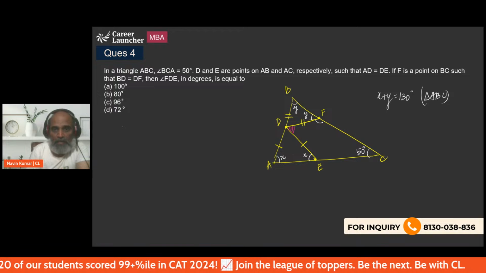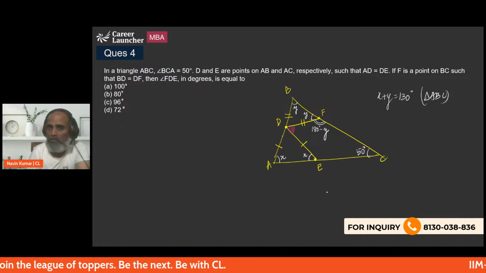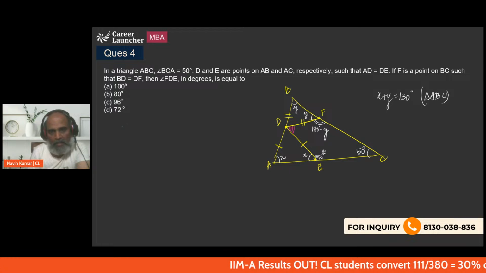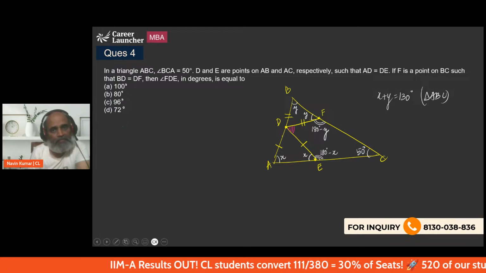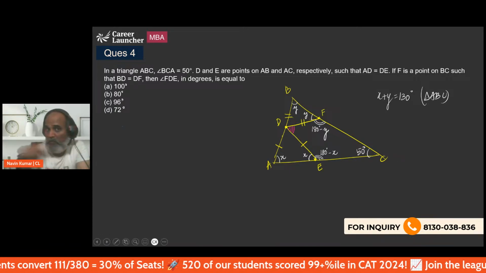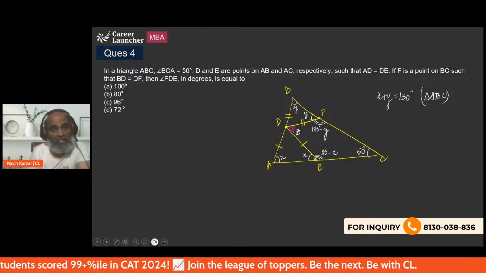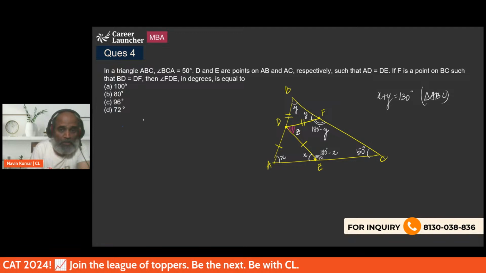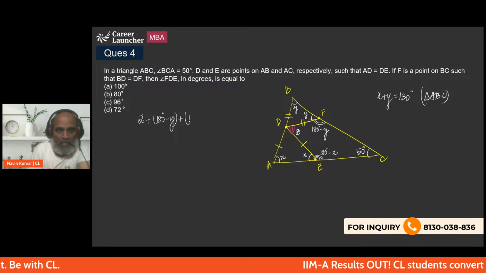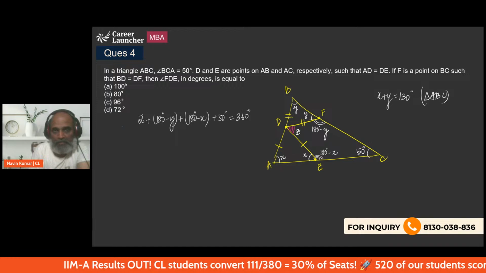Right? If that is y, how much will this angle be equal to? 180 degrees minus y. Sum is 180. What angle will this be? 180 degrees minus x. Now, if you look at the figure, which is going to be FDEC, the sum of all the four angles should be 360 degrees, because in a quadrilateral, the sum of all the four interior angles is 360. So basically, we are saying Z plus 180 degrees minus y plus 180 degrees minus x plus 50 degrees should be equal to 360 degrees.